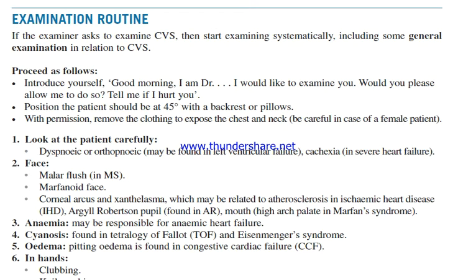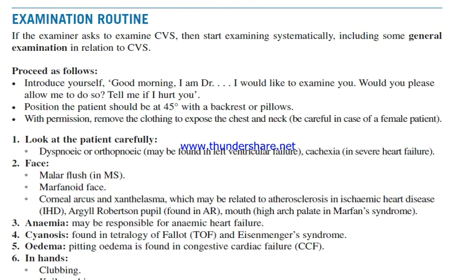Now, the examination routine. If the examiner asks to examine the CVS, then start examining systematically, including some general examination in relation to the CVS. Proceed as follows. Introduce yourself: "Good morning, I am Doctor. I would like to examine you. Would you please allow me to do so? Tell me if I hurt you."